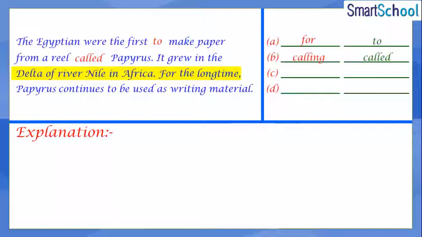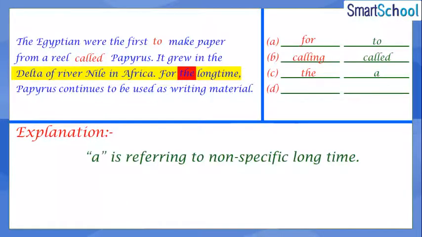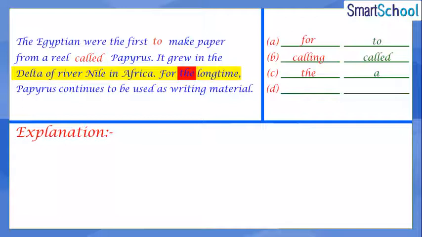Delta of River Nile in Africa, for the long time. In this line, we find that the word "the" has been wrongly used. It should be replaced by "a". This line is testing our knowledge on articles. Here, the use of "a" is correct as "a" is referring to a non-specific long time. If "the" would have been used, it would have referred to a particular long time. So the sentence will be, Delta of River Nile in Africa, for a long time. Let us see the next line.